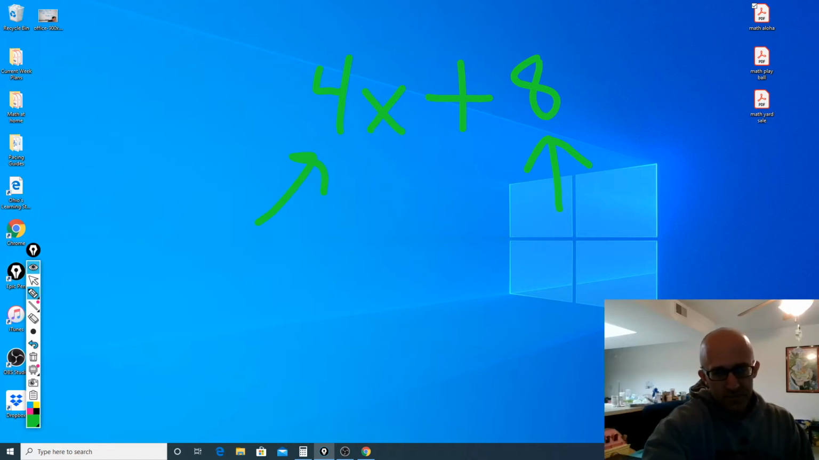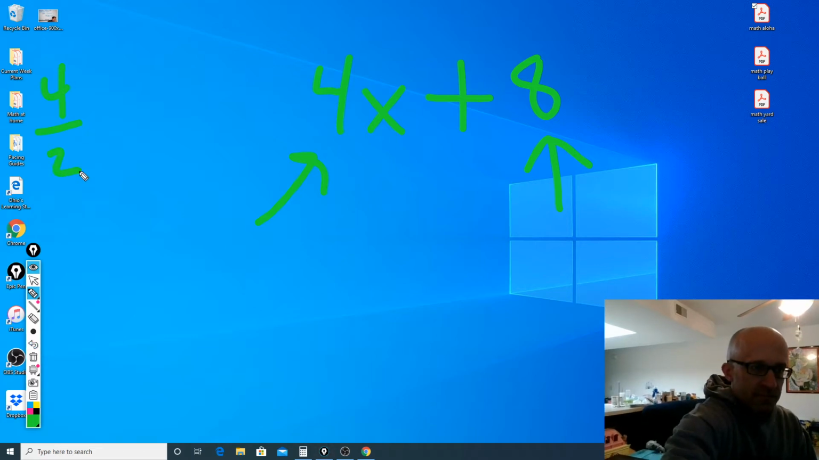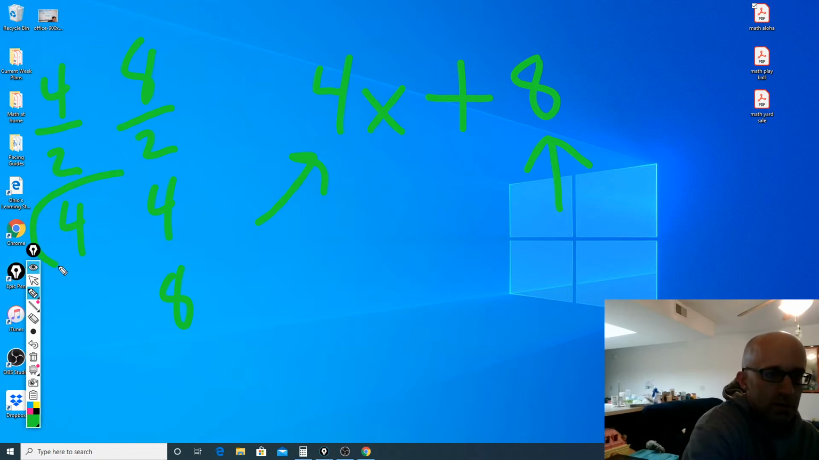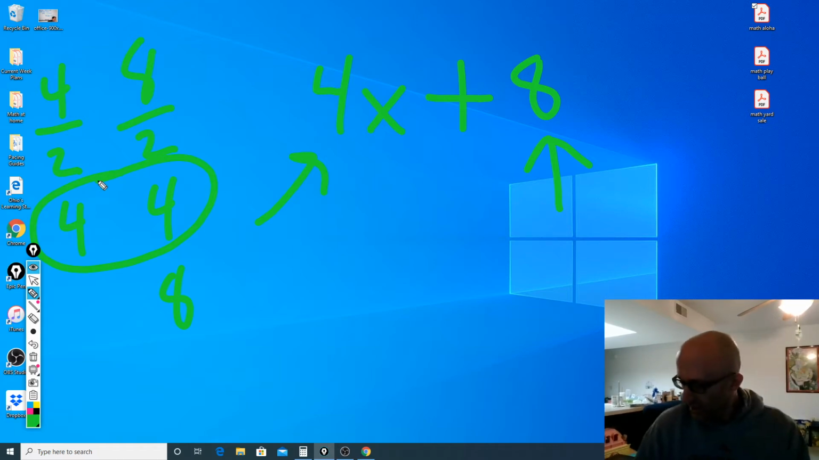So your factors of 4 are 1, 2, 4. We usually skip 1 because 1 usually doesn't deal with that. So 4 has the factors of 2 and 4. 8 has the factors of 2, 4, and 8. So what is your greatest common factor? Your greatest common factor is going to be 4.